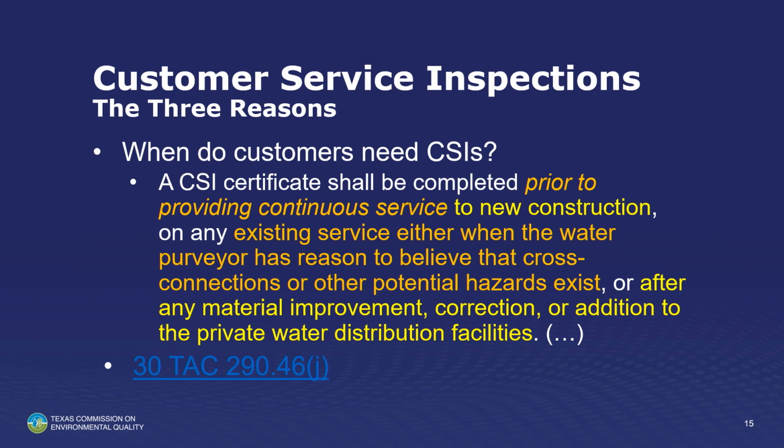So when do the customers need a CSI? All new construction, state of Texas, needs a CSI, period. End of story. That's 290 rules, always. Now, if a water purveyor suspects that they've got a hazardous condition there, like say they've got a well hooked up, they illegally put an irrigation system in, they can do a CSI on that house.